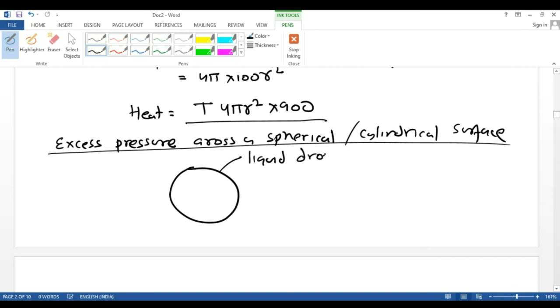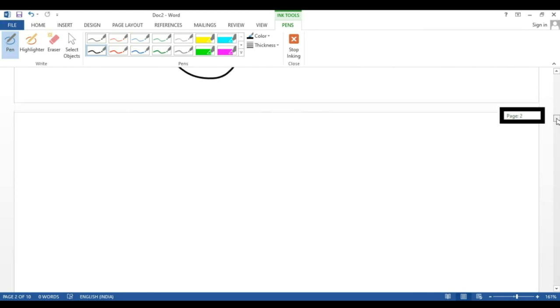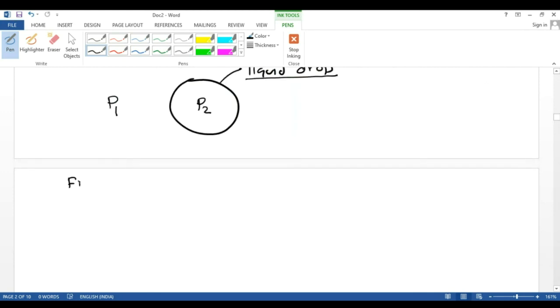liquid drop which is spherical in shape. And let's say that the pressure outside is P1 and the pressure inside is P2. So you must understand that in this FBD what we are doing, P2 is the pressure of the liquid and P1 is the pressure of the air outside, and we are doing the FBD of the interface of liquid and air. So in our FBD we don't have the air, we don't have the liquid, we only have the interface.